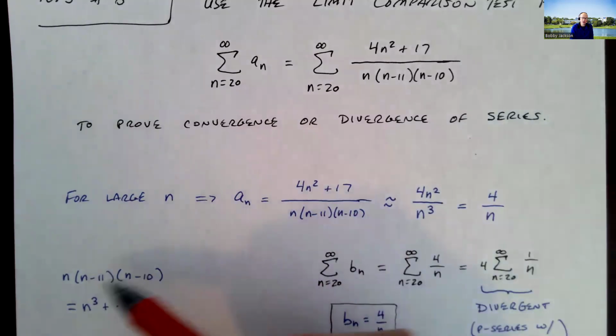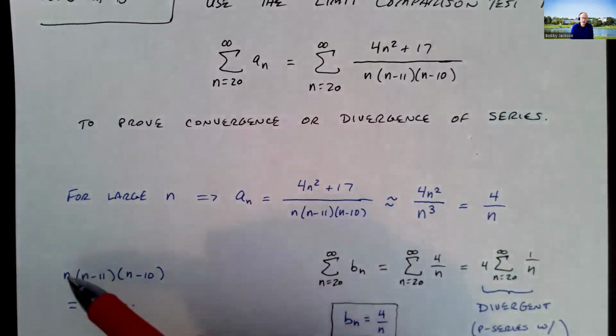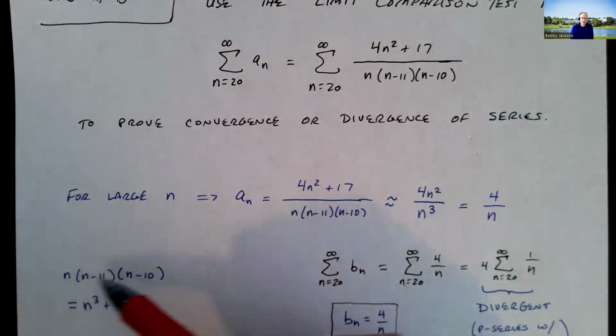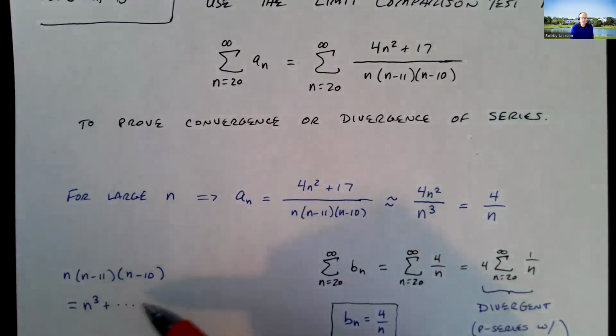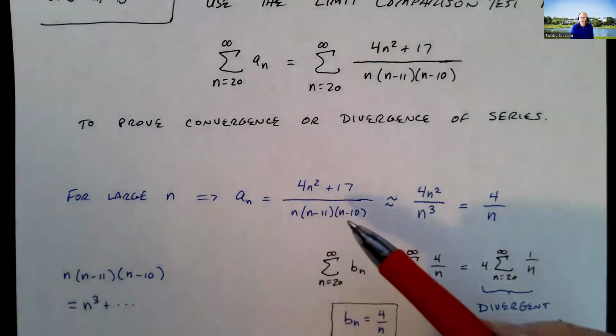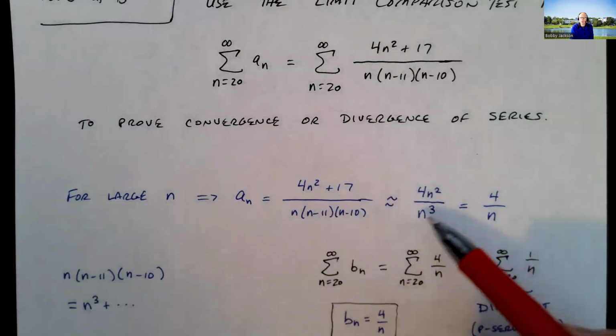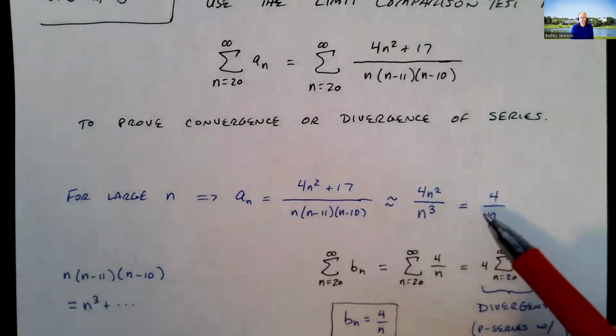Well, I'm not going to multiply this all out. You can, but clearly the highest degree term will be n cubed, right? N times n, when I fold this out, will be n squared, times the n will be n cubed. So I have n cubed plus something n squared plus something n and so on, but I don't care about those lower degree terms. So it's approximately equal to this, which simplifies down, right, to 4 over n.